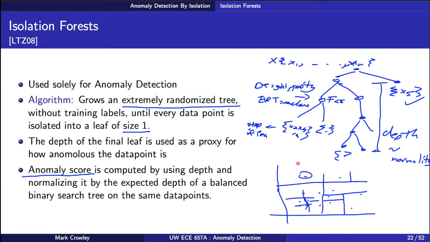Right. Is there any way to normalize this? So that becomes part of what they did in their paper for this. Someone has a good question. Would pure leaves be split until the size equals 1?